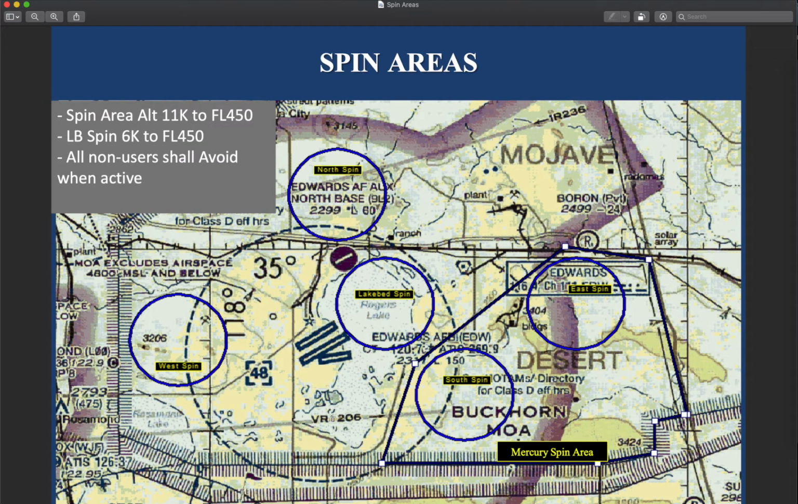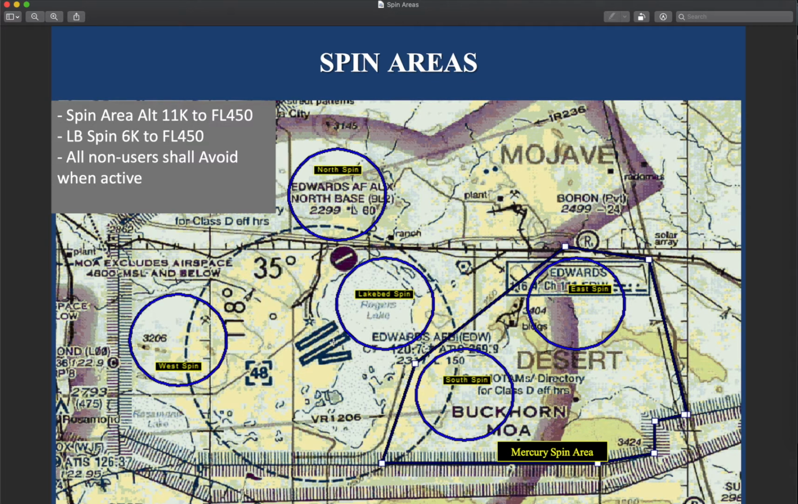It also brings up a point with this lake bed spin shown right here, of modified SFOs. Sometimes aircraft will request to do an SFO, but the lake bed spin's active. Lake bed spin starts at 6,000 feet. That's not a lot of altitude for most of our heavy fighter type aircraft, but it might be okay for smaller single engine aircraft that we might have.